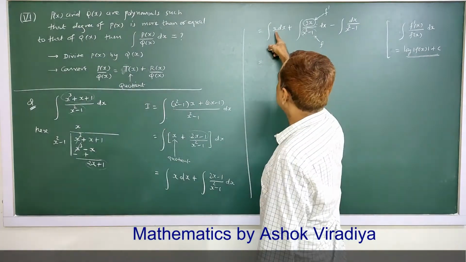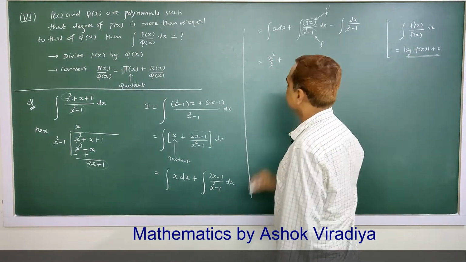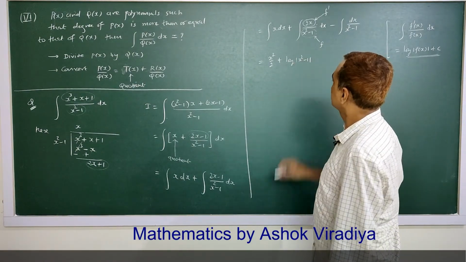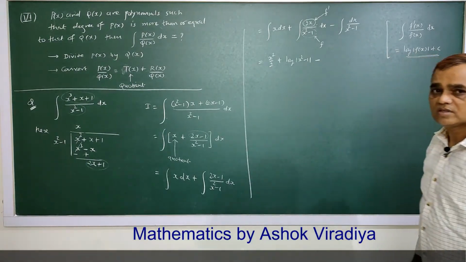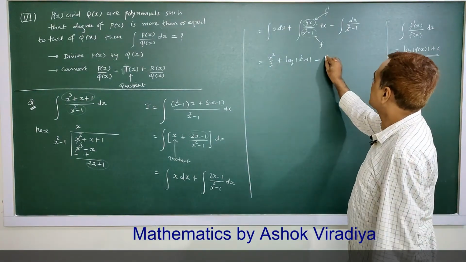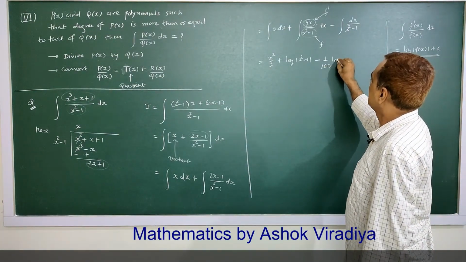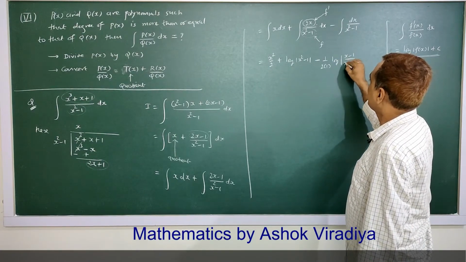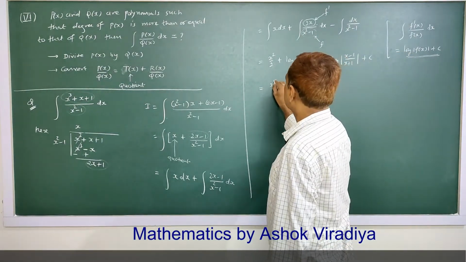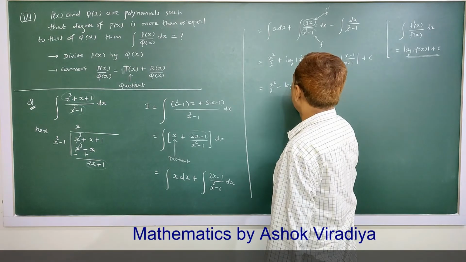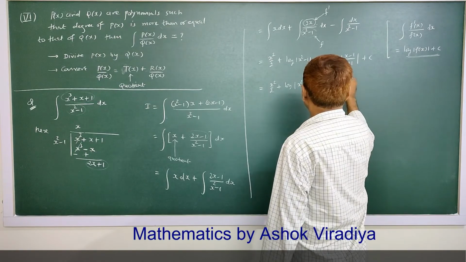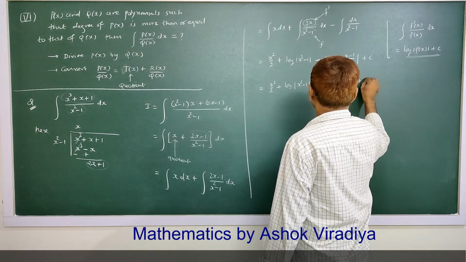So it is f, this is f dash, and integral of f dash upon f is log of modulus fx. So here integral of x is x square by 2. Here f dash upon f gives log of modulus fx. Now here 1 upon x square minus a square is 1 upon 2a log mod x minus a upon x plus a plus c. So this is x square by 2 plus log of modulus x square minus 1 plus 1 by 2 log mod x minus 1 upon x plus 1 plus c.